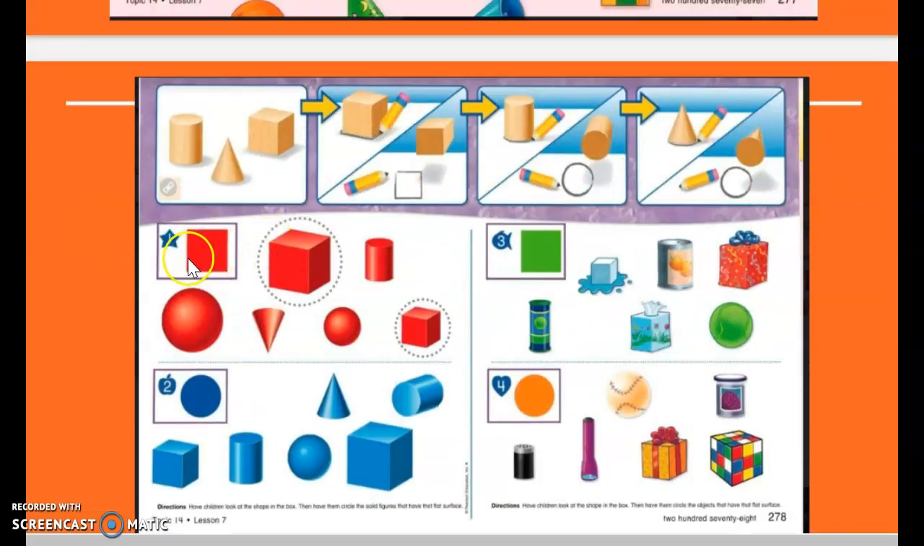So for number 1, they show us a square and they want us to match the solid figure. So a square, and they said, hey, look, this cube has squares in it, therefore this one needs to be circled, which they did. And this one also.